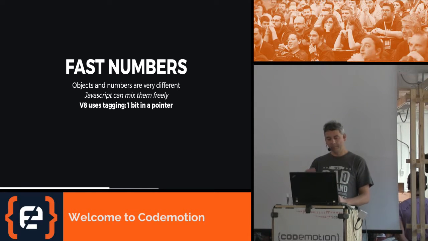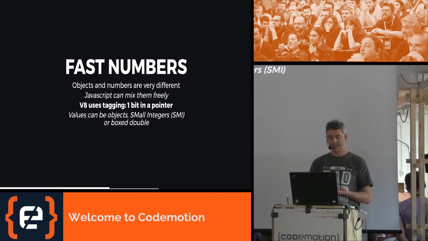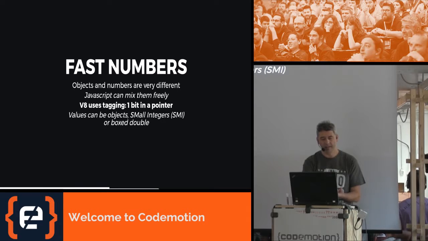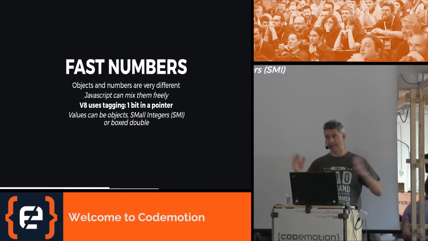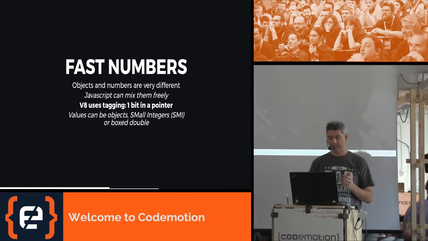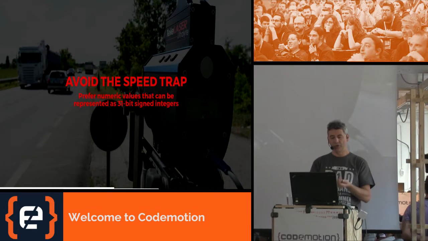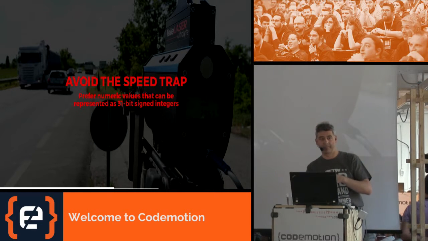And V8 uses one bit to tag them. This bit means that values can be either objects or small integers or boxed double, floating point numbers that are larger. But the problem is that when you use integers, you should prefer values that can be represented with 31 bits. So smaller than 2 billion or something, I mean, half a billion, that number.